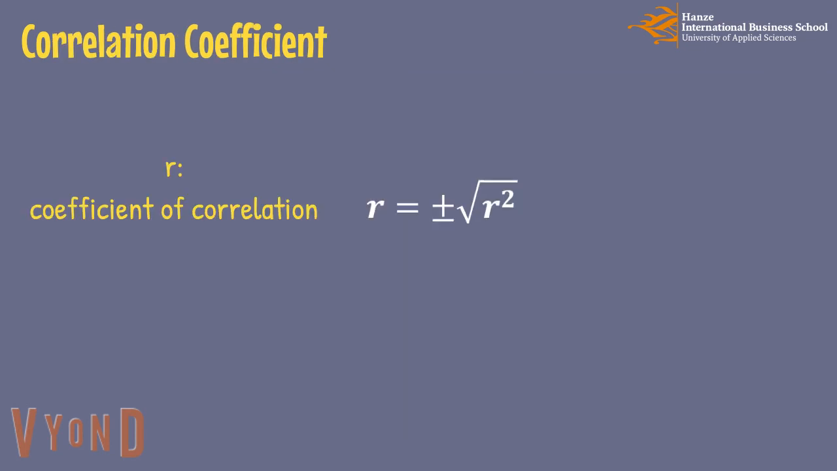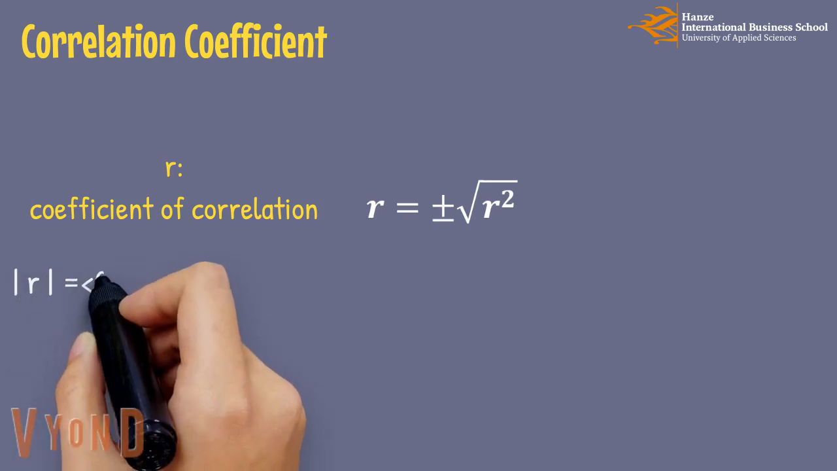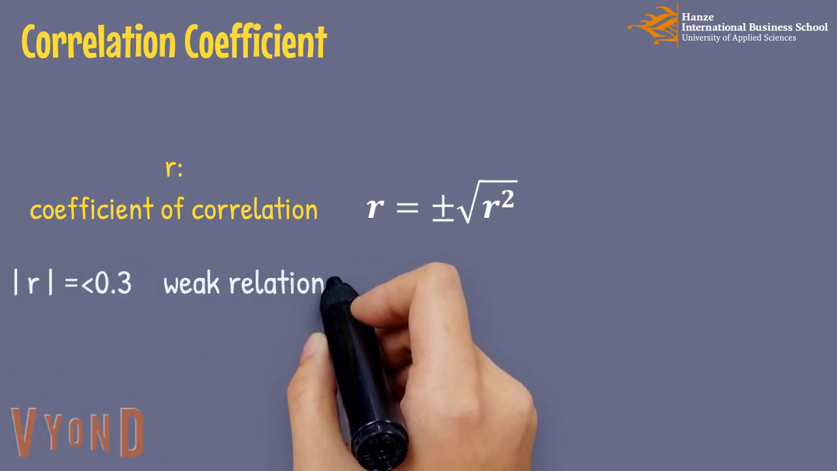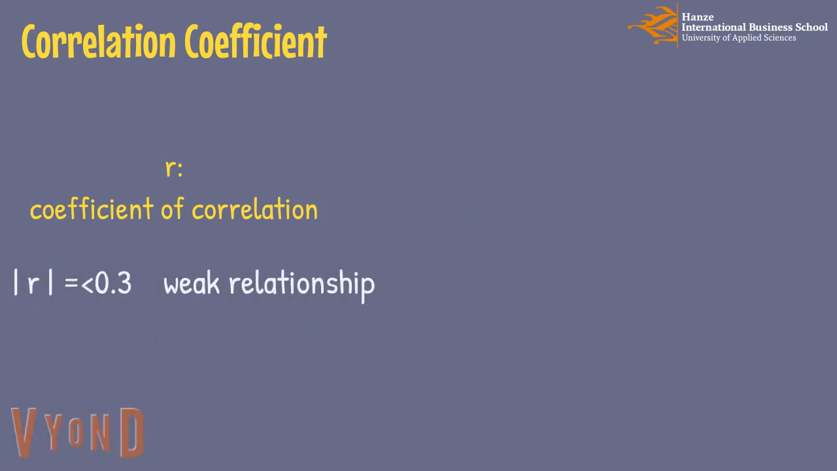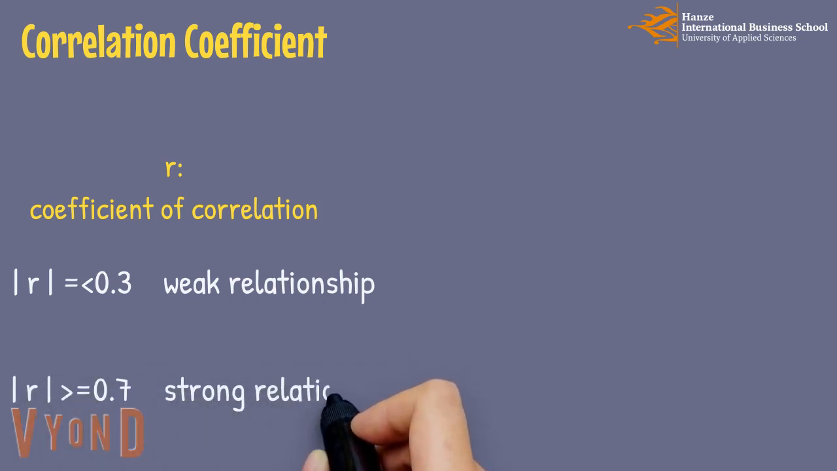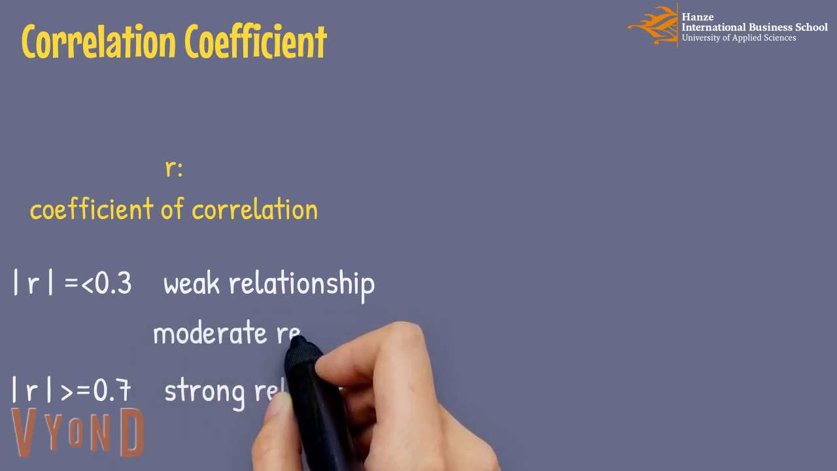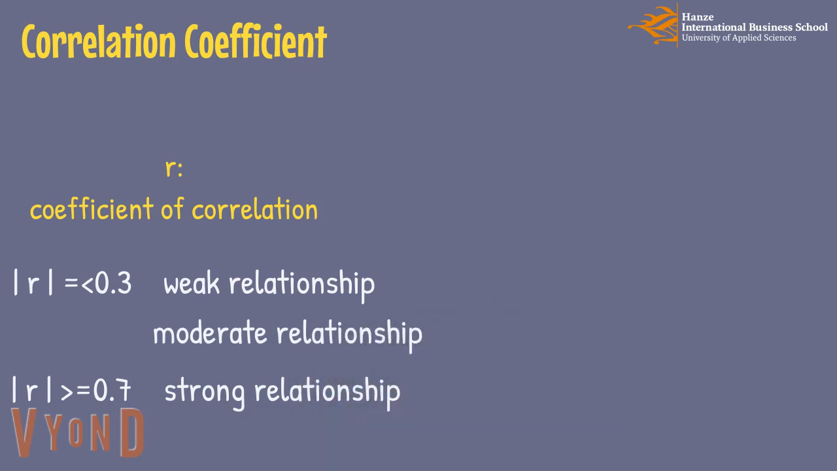To determine the strength of the relationship, we need to look into the absolute value of R. If the absolute value of R is smaller than 0.3, it's a weak relationship. If it's higher than 0.7, this is a strong relationship. And if it's in between of these two numbers, it is a moderate relationship.